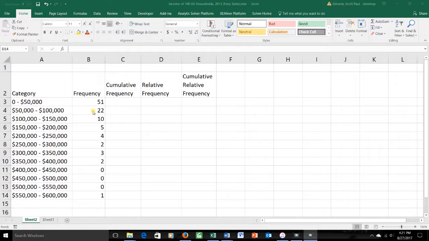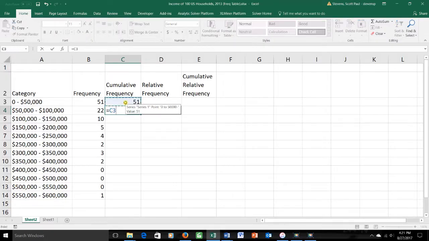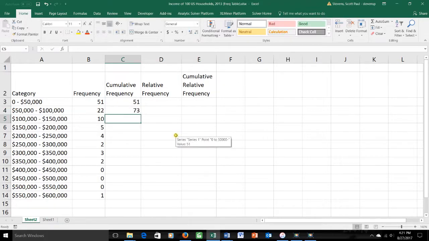Okay, from this table, I want to get the cumulative frequency. And you know what that means. Cumulative means running total. So the first number should simply be, what's the running total of everybody up through the first category? Well, that's simply 51 households. How about up through the second category? Well, 51 people have already been counted in the first category, but including the second category increases that by 22 more people. That is, it'll bring us up to 73.